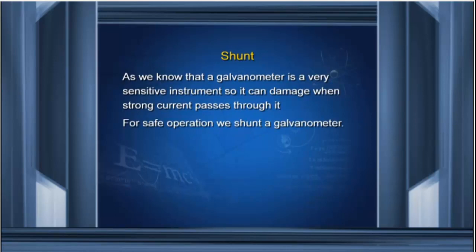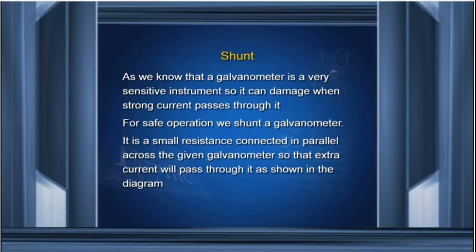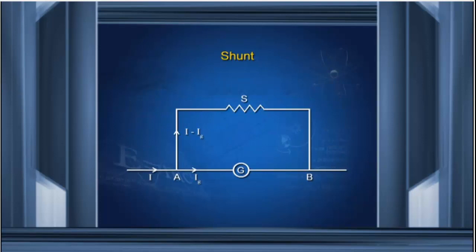For safe operation of galvanometer, we shunt it. Now, shunt is defined as a small resistance which is connected in parallel across the given galvanometer so that the extra current will pass through it. The diagram is there, which is representing that a galvanometer G is shunted by a resistance S.